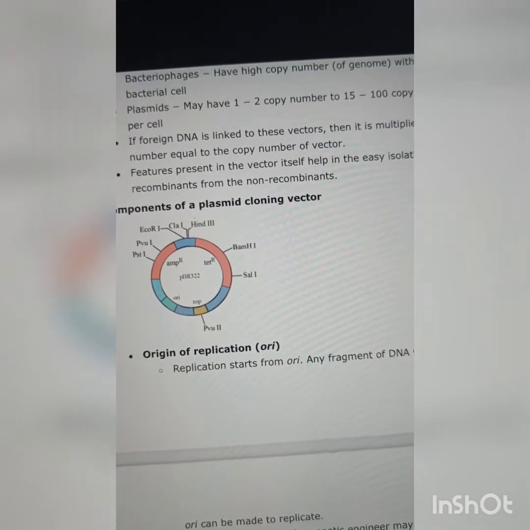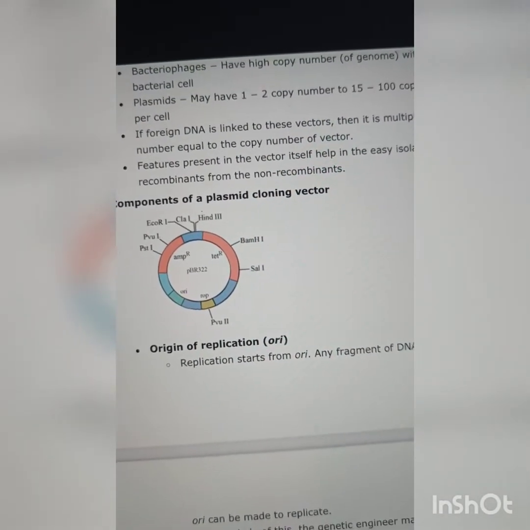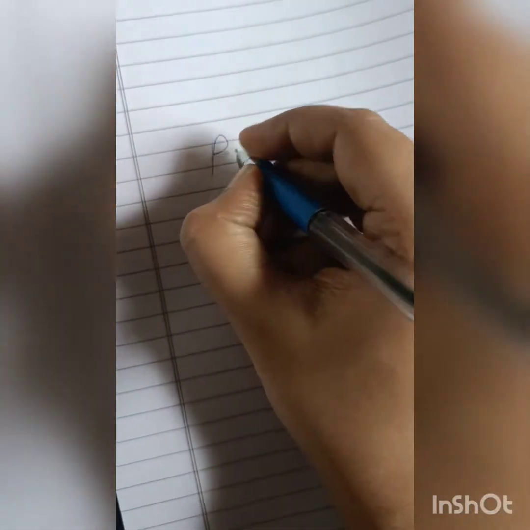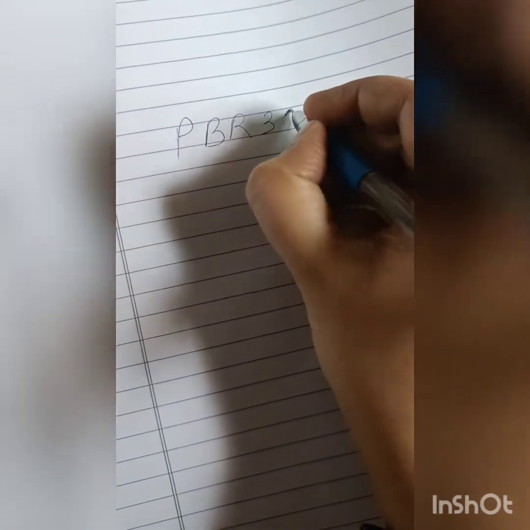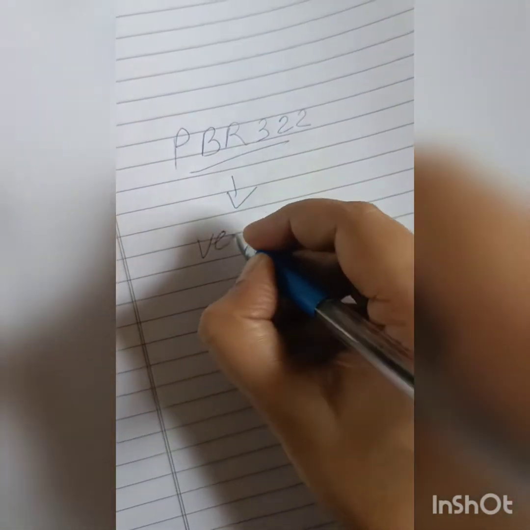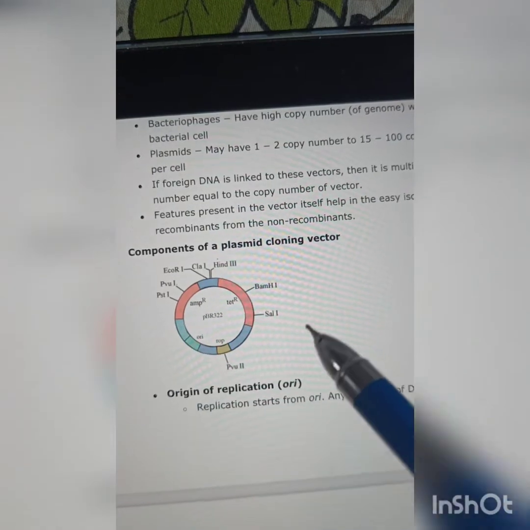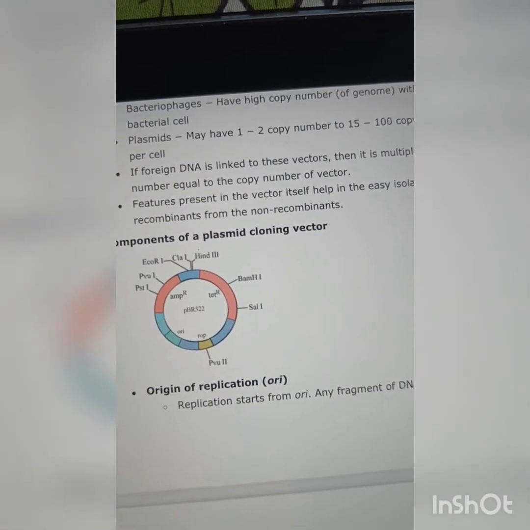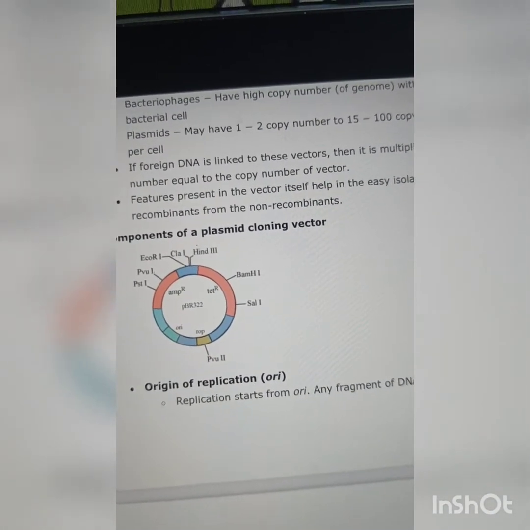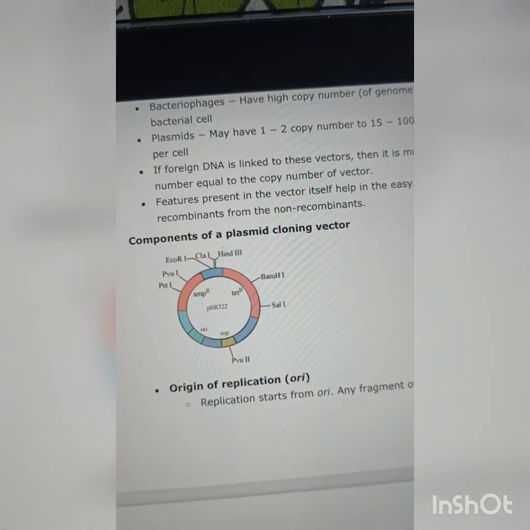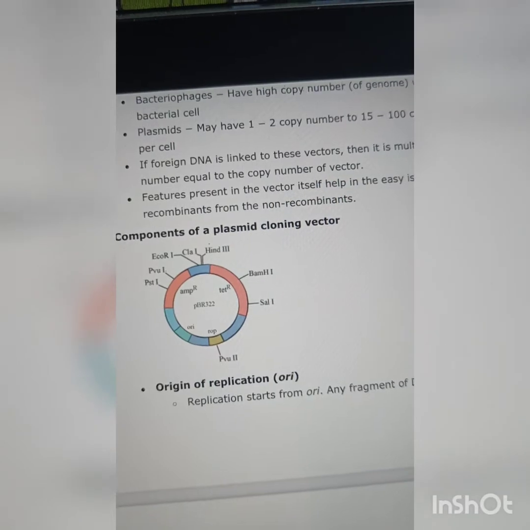So here they have given three to four properties of this vector, which is called PBR322. I am writing here, PBR322 is the name of the vector. And this is a diagram which is given in your NCERT books also. You have to learn this diagram as such. First of all, I will tell you the components of the diagram, and then I will explain the features. Maybe I will be making two videos so that you can understand better.